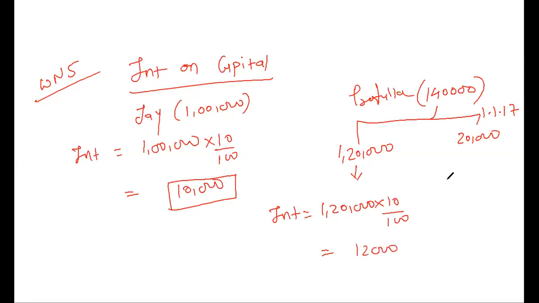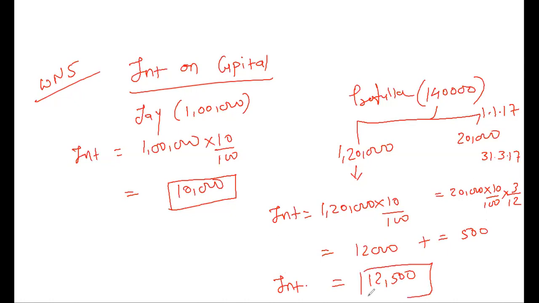12,000. And for this additional capital brought in on 1/1/17, our year ends on 31st March 17. So for 3 months we have to calculate interest. So 20,000, 10%, 3 months. Please tell me how much. I think it would be 500. Yes, sir. So total interest on capital of Prafulla, 12,000 plus 500, 12,500. I hope it is clear. Please write it down.